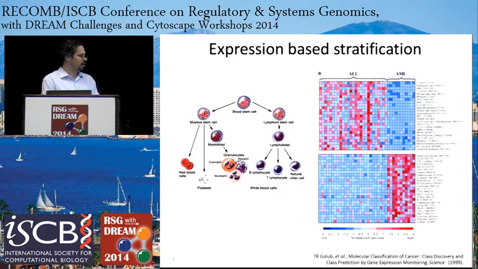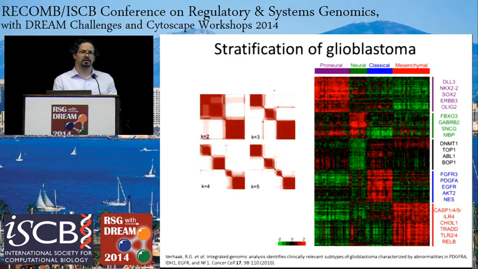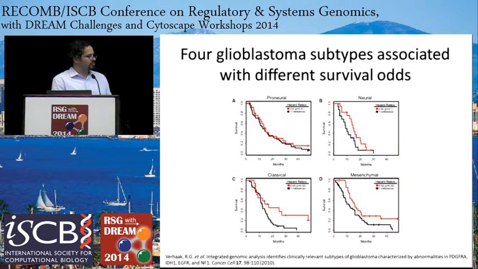This is work from Todd Golub, at the time in Eric Lander's lab, where they basically used gene expression to divide a cohort of AML and ALL patients into distinct types. And this has been a subject of much interest in the subsequent decade. This is work from 2010 from the TCGA pilot project, where Verhaak et al. basically defined 4 subtypes of glioblastoma that you could see here. And one of the nice results that they could demonstrate is basically this difference in survival patterns for certain subtypes.